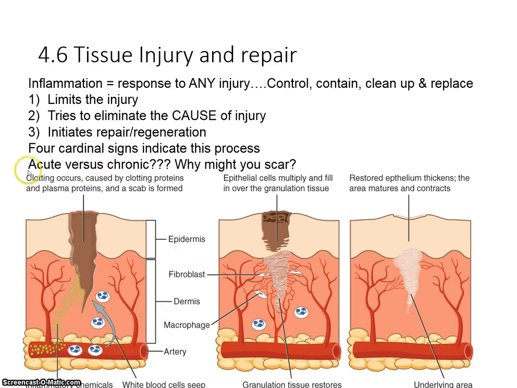All right? Acute versus chronic. So acute is a short-term inflammation that's generally very healthy and a very positive response to injury. Chronic inflammation is not, where you have this maintained level of response, which is stressing the body.